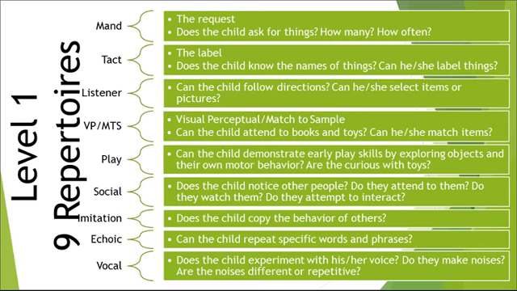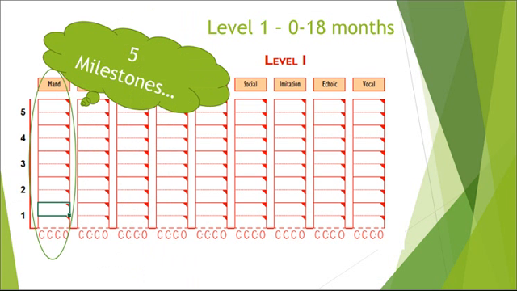Imitation is next. So is the child able to copy the behavior of others? Echoic deals with, can the child repeat specific words or phrases when they're said by an adult or a peer? And lastly, vocal looks at, does the child experiment with his or her voice? Do they make noises? Are the noises different or are they repetitive? Do they babble? Have they kind of begun to recognize that their voice can get them what they want?